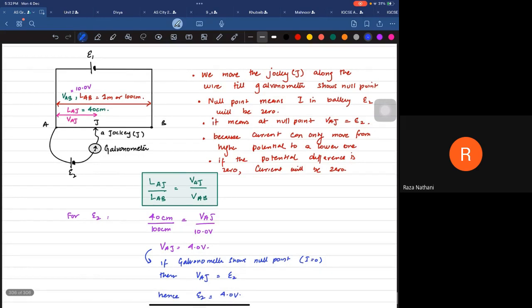Okay, right. And do not forget this formula. This will go a long way.